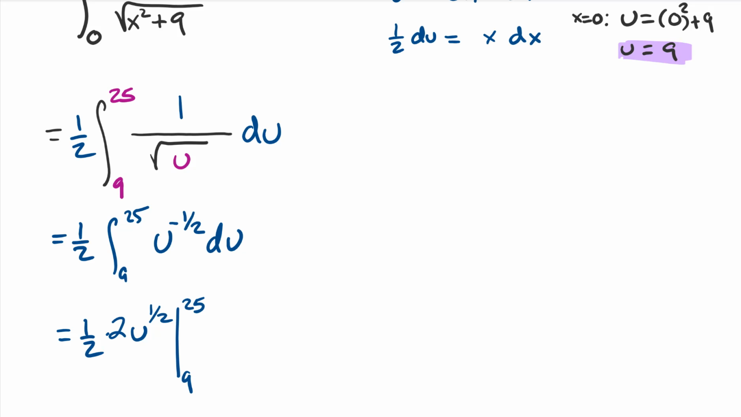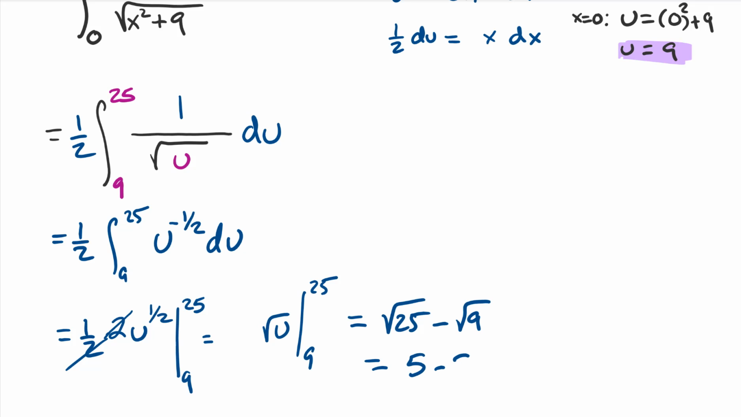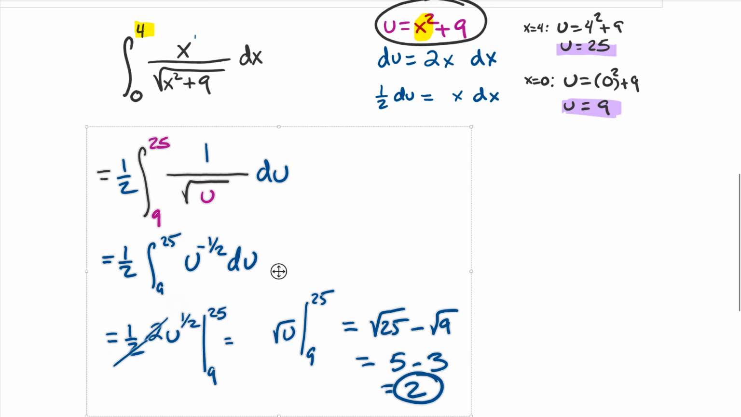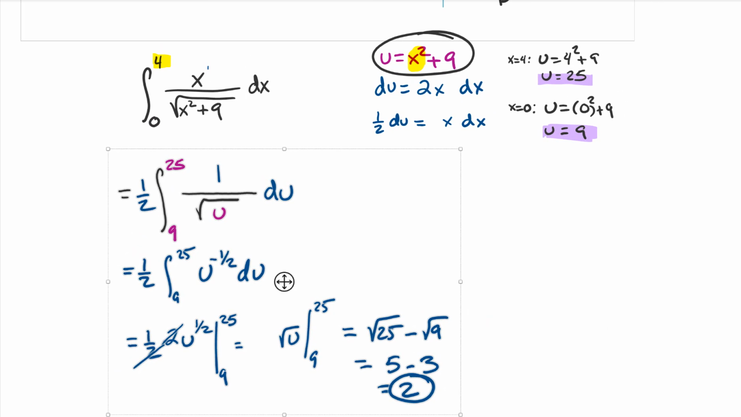We're plugging in our bounds, but we had to change them before we went in. So we cancel those 2's out. This is telling us that we just have the square root of u going from 9 up to 25. So we get the square root of 25 minus the square root of 9, which is equal to 5 minus 3, which is equal to a deuce. You get a 2. And that's what we call a fairly simple one when it comes to plugging in.